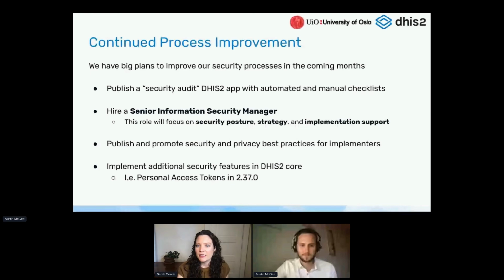I'll start off with an easy one for you. Folks are interested to know how to get on the list to be notified about the vulnerabilities, or is that shared with the DHIS2 community list?